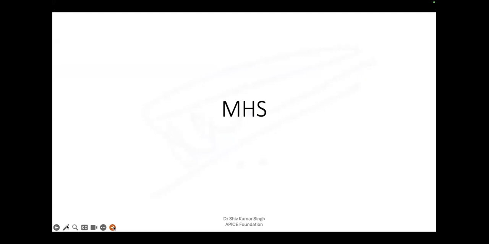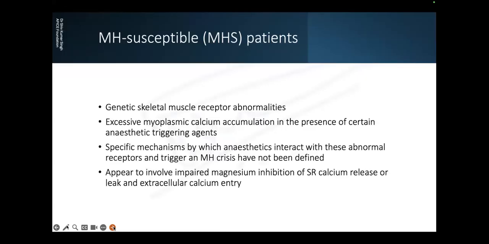So what do we actually mean by MH susceptible individuals? MH susceptible patients are the ones who have genetic skeletal muscle receptor abnormalities. And this leads to excessive myoplasmic calcium accumulation when they are exposed to trigger agents. And we'll talk about pathophysiology in a minute. Now there are interactions going on between the triggering agents and the receptors that are involved in the calcium regulation. And it's seen that there is impaired magnesium inhibition of sarcoplasmic reticulum calcium release or leak, and this leads to extra calcium entry. So there's too much calcium within the cells.